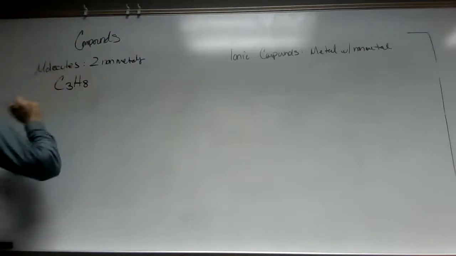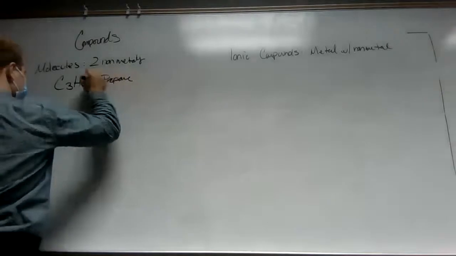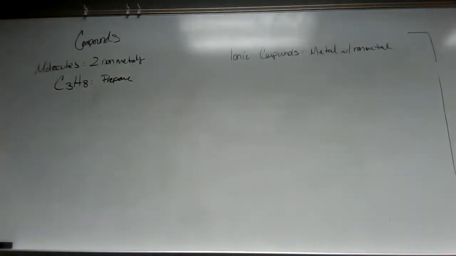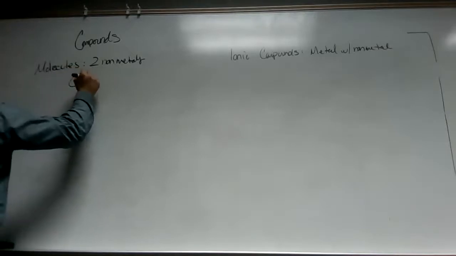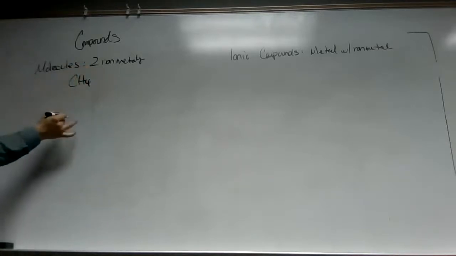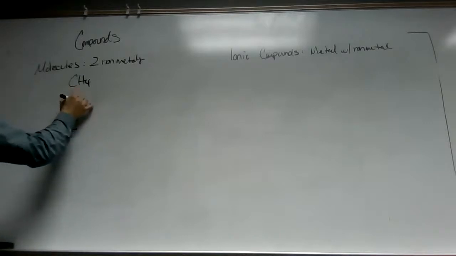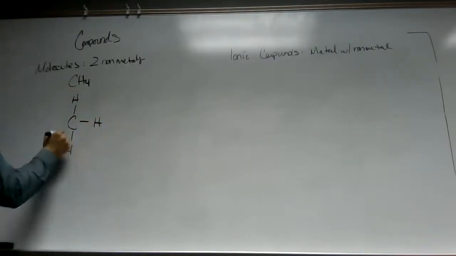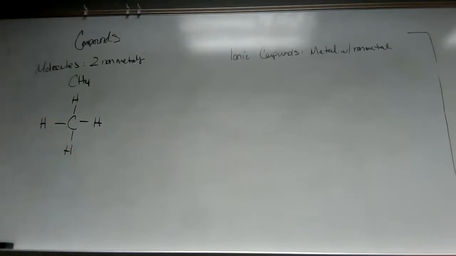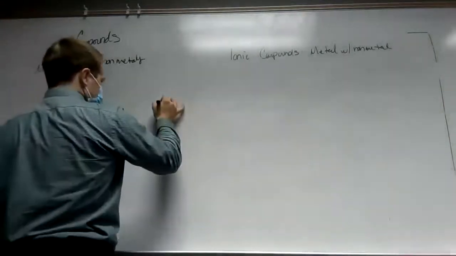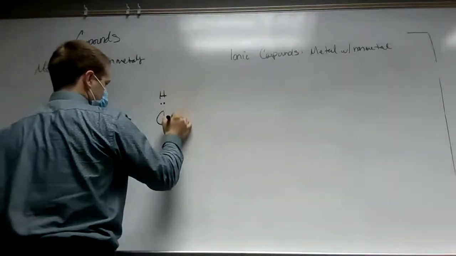C3H8, propane. So what this means, I'll go back to my thing. This means we have one carbon bound to four hydrogen. Because it's a covalent compound, this is the equal sharing of electrons.